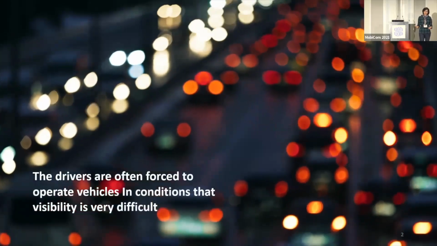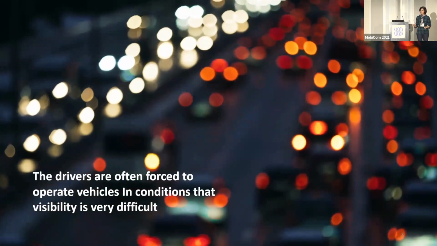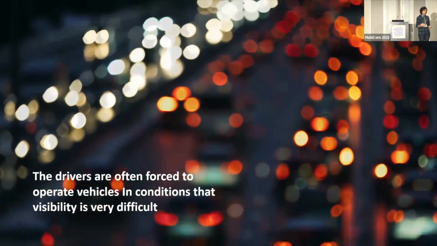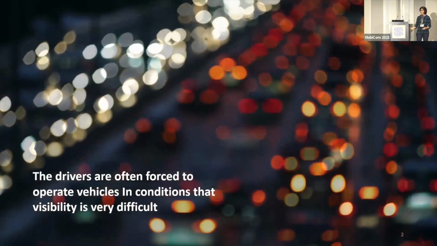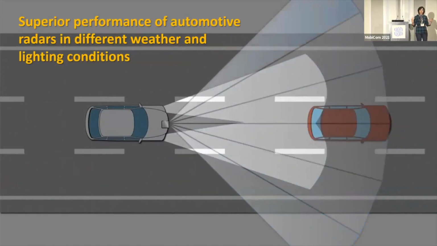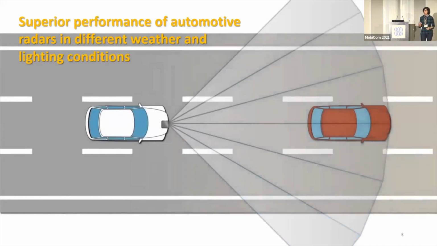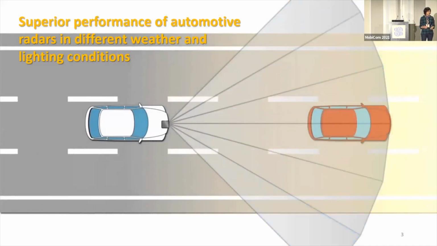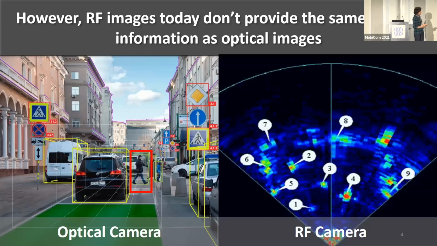As drivers, we are usually forced to drive in very bad visibility, like dark nights, or foggy or rainy weather. Automotive radars in this case are really helpful because of their robustness to different weather and lighting conditions. However, RF images, especially those coming out of commodity radars, are very crude compared to our RGB cameras, where we have a lot of details. So we're missing these details in the RF images, especially that person walking on the street.